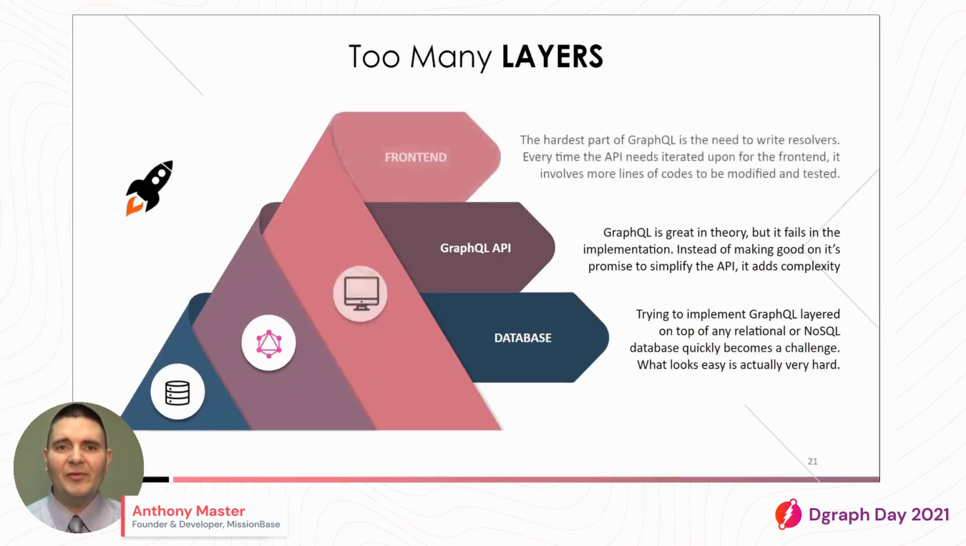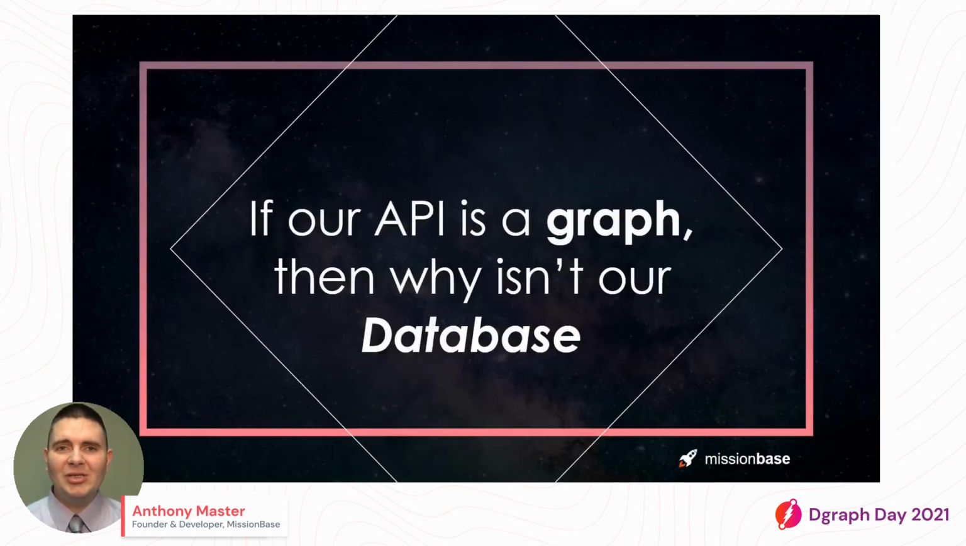The hardest part of GraphQL became the need to write resolvers. Every time the application changed and the API needed to be iterated upon, we found ourselves driving through more layers and thousands of lines of code. All of these lines of code and layers need to be updated separately for each change. We believed there had to be a better way. We asked ourselves the question, if our API is a graph, then why isn't our database?